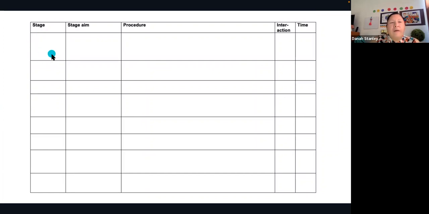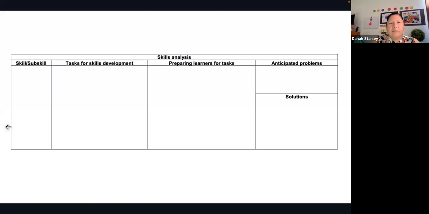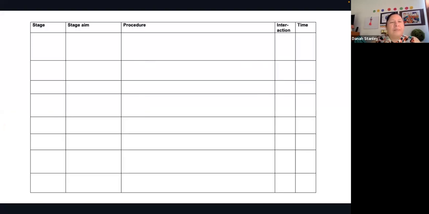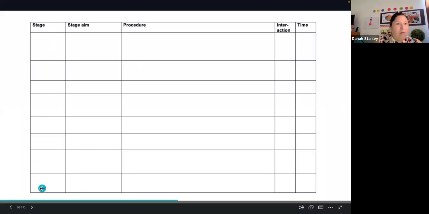You can also divide your lesson by stage. Este me gusta más. I like this one because it's really complete, but also I like this one. You have the stage of the class, for example, the warm-up, the lead-in, the presentation, the practice, the production, the evaluation, reflection, and goodbye, no?